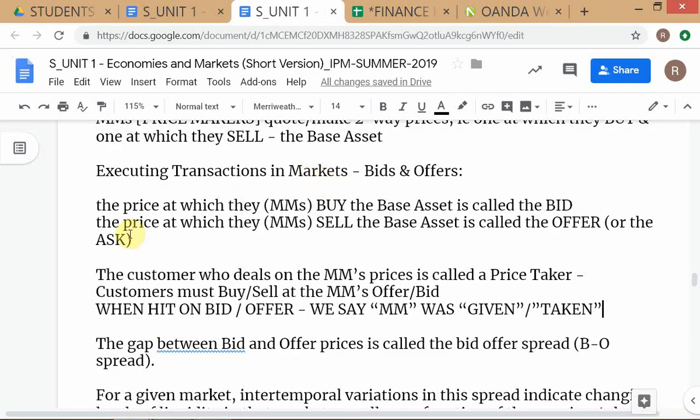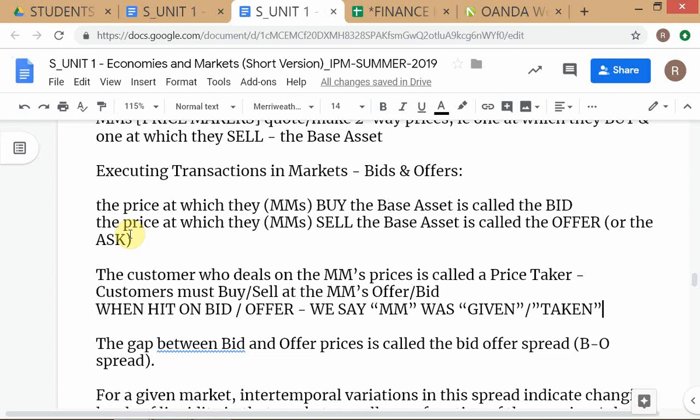We can see the prices. So when the customer sells to the market maker, that means he's hitting the bid. So we say hitting the bid or hitting the offer, hitting the bid or lifting the offer. When the market makers are hit on the bid, we say the market maker was given. If a market maker says I was given $10 million, that means somebody traded $10 million on my bid, which means I bought $10 million worth of the base asset. Is this clear? This is just market lingo.